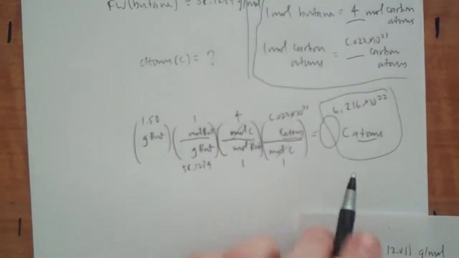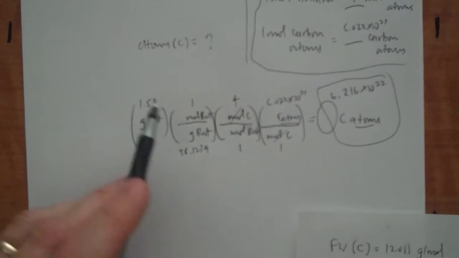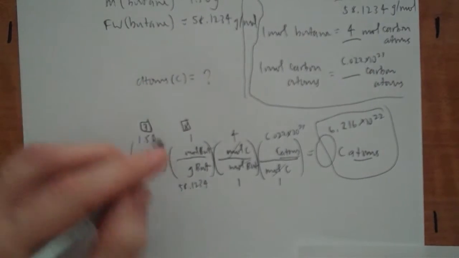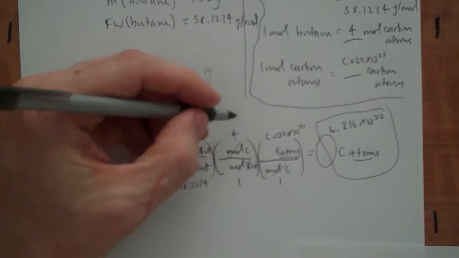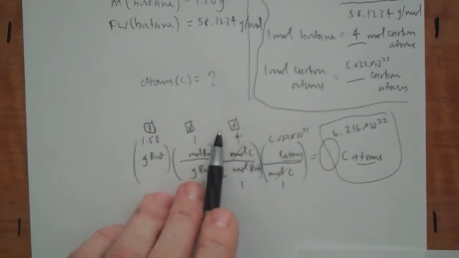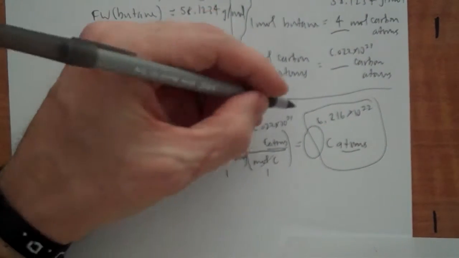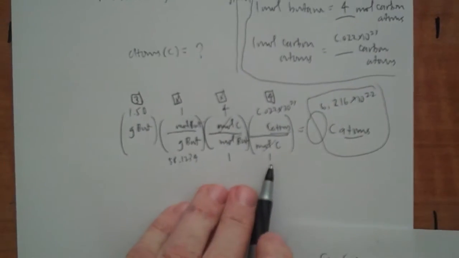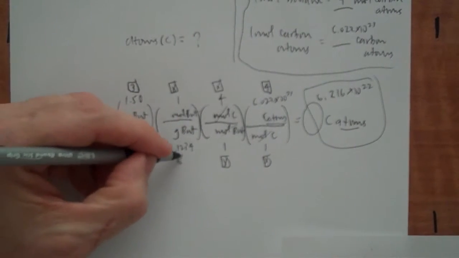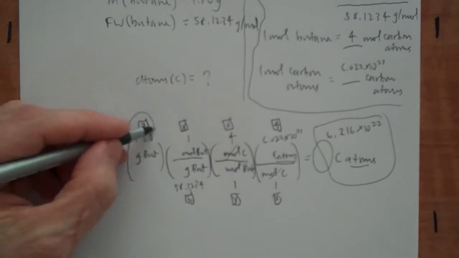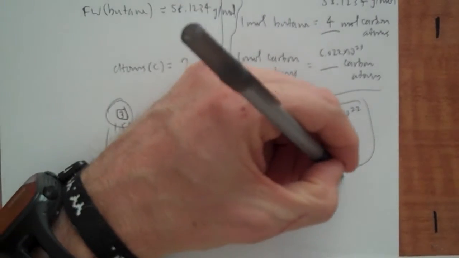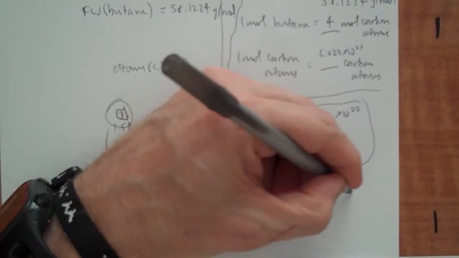The final thing I want to do, of course, is write this in sig figs, and then I'm going to go back and ask one final question. How many sig figs in this number? 3. How many in this number? That's exact. How many in this number? Aha, that's also exact. There's exactly 4 carbon atoms in every mole, so that's an exact number. What about this number? That's not an exact number. There are 4 sig figs in that one. What about this? That's exact. Of all these numbers, what's the least? 3 sig figs. So I'm going to have to say that this is the same thing as 6.22 times 10 to the 22 atoms of carbon.